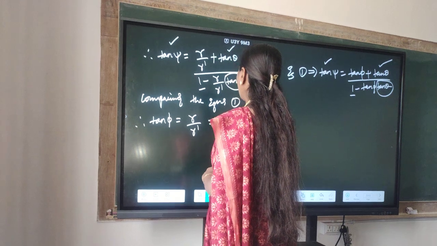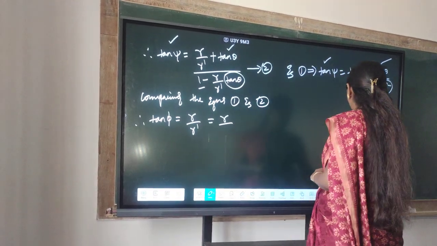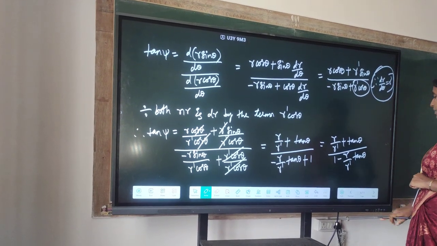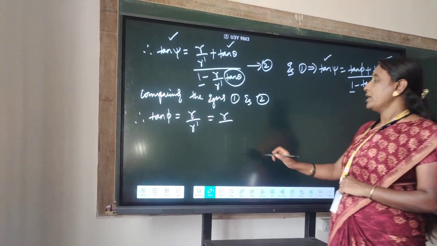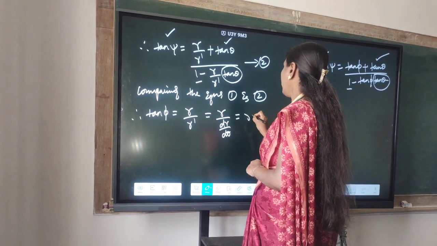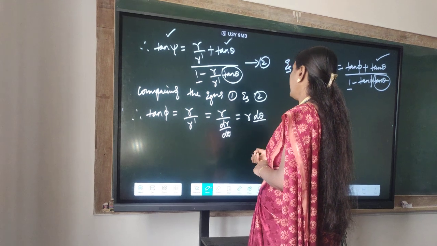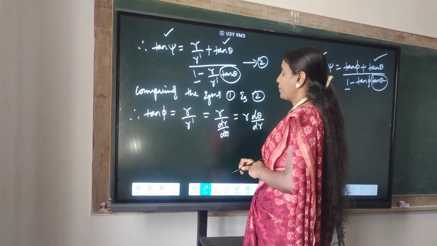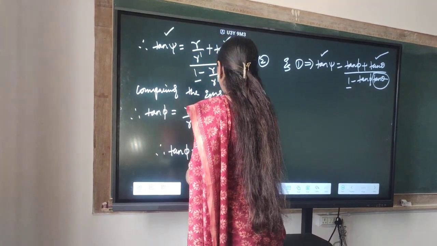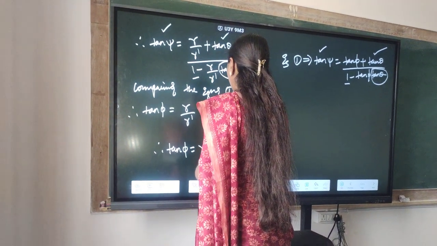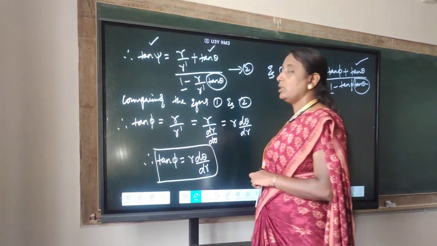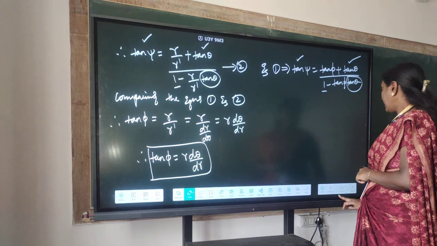But what is R dash? Here I have shown: R dash is nothing but dr by d theta. So R dash can be written as dr by d theta. If you simplify this, you get R into d theta by dr. Therefore, tan phi is nothing but R into d theta by dr. This is the angle between the radius vector and the tangent.